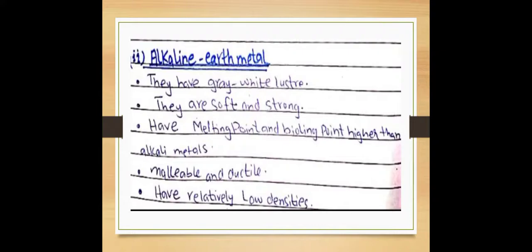About the physical properties of alkaline earth metals, they have a gray white luster. They are soft and strong, have melting and boiling points higher than alkali metals, and they are malleable and ductile as well as alkali metals. They have relatively low densities.